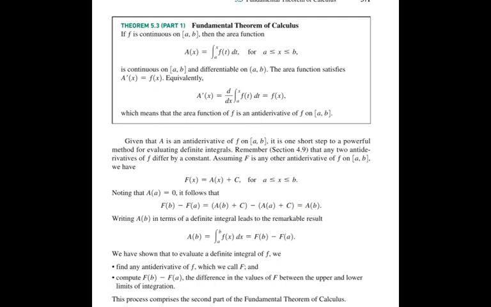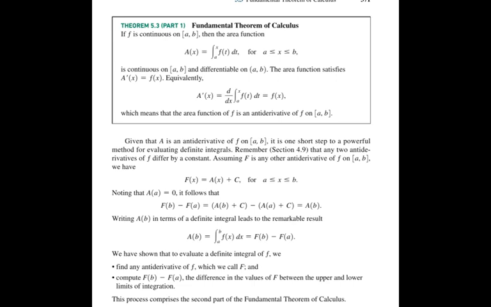Because that's automatically going to go from a to b. So writing A of b in terms of a definite integral leads to A of b being the integral from a to b of f of x dx, which is going to be the antiderivative F of b minus F of a.